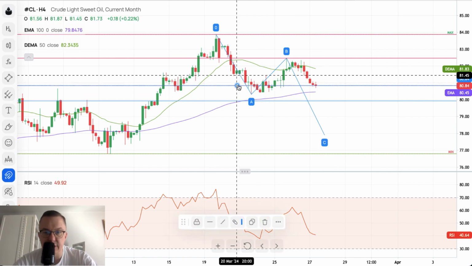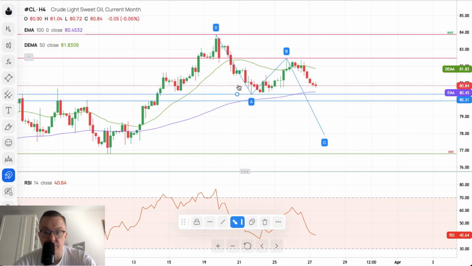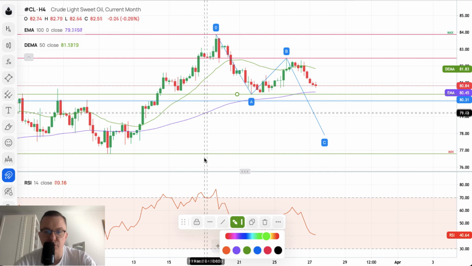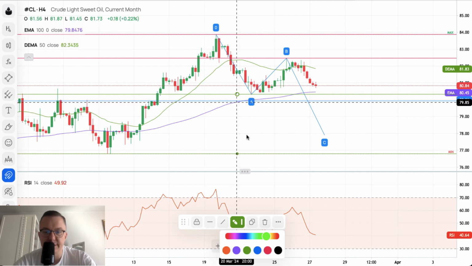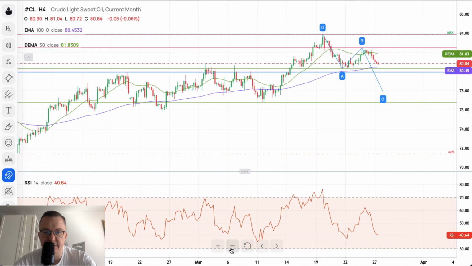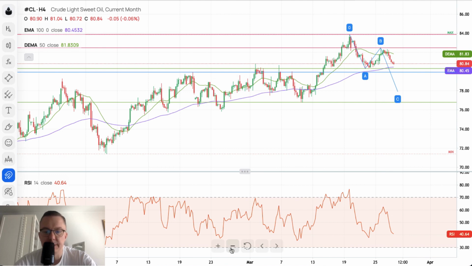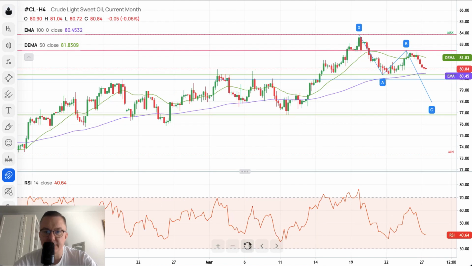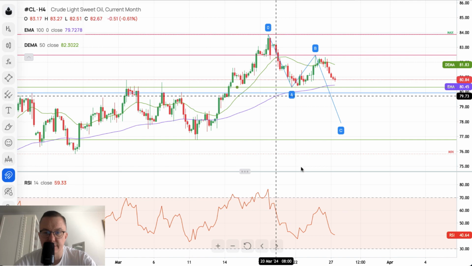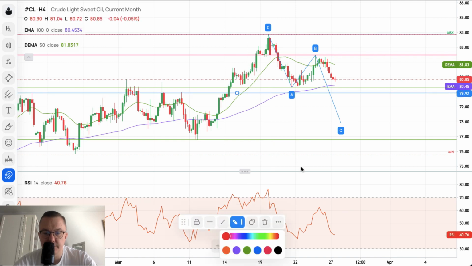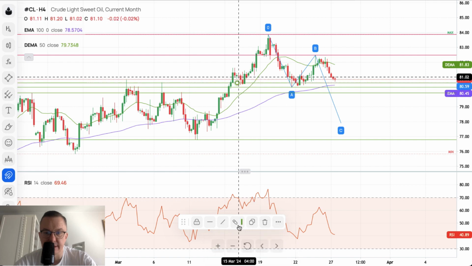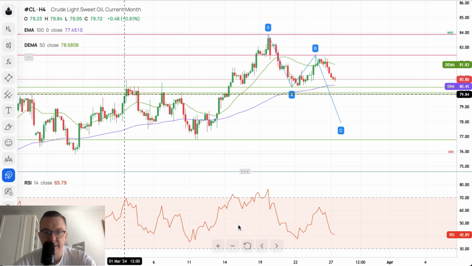Let me just change this situation here because we need to update the levels. Technical support and the low of the wave A, 80.45. And what is this blue line? I guess it's some kind of a technical support. Yes, it can be. Yeah, it's a nice technical support as well. So let me just mark 79.92 as the technical support, and the last one, which is actually not bad.